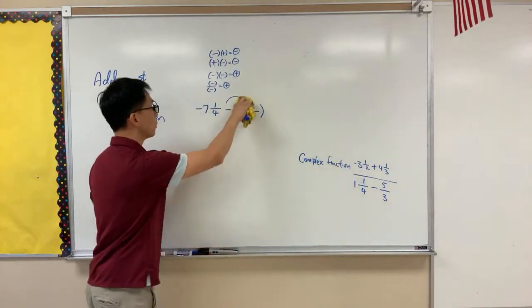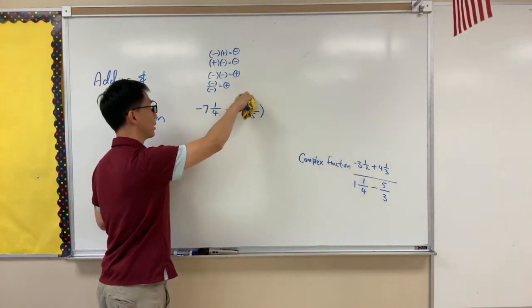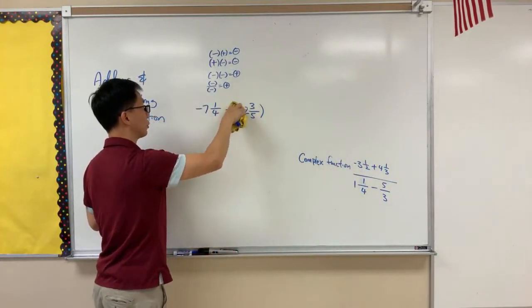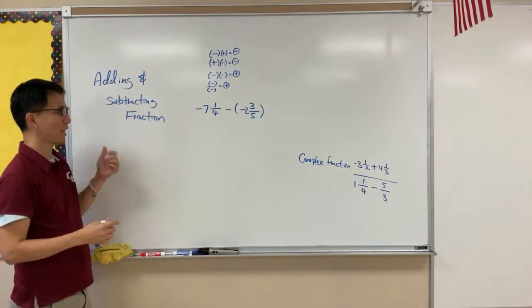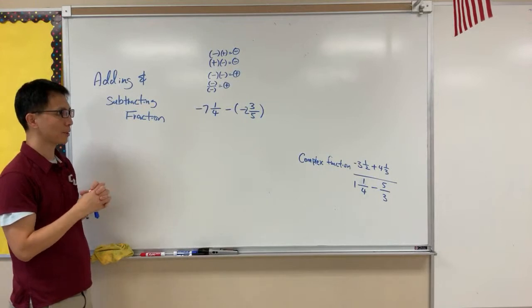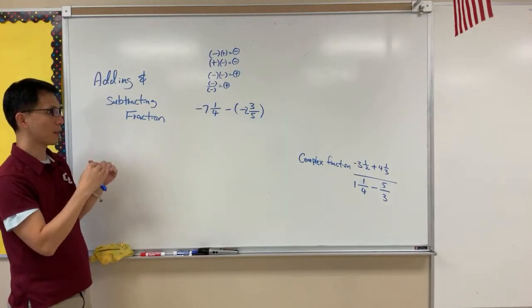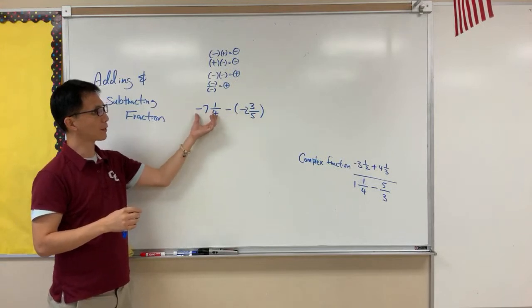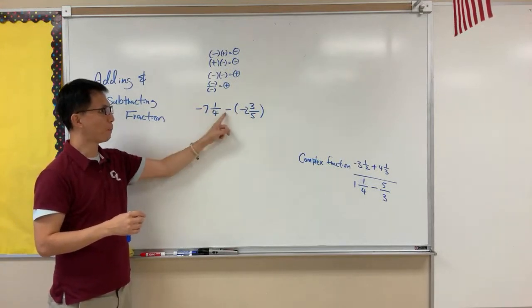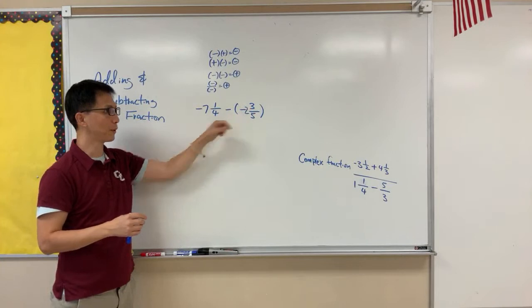Okay, so we're going to talk about this question here. We're going to be adding two fractions together, or subtracting in this case. Adding and subtracting are pretty much similar, just opposite operations. So if you have -7 and 1/4 minus -2 and 3/5.